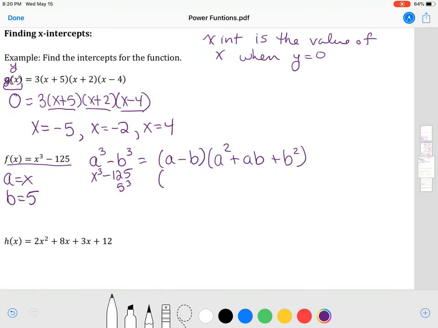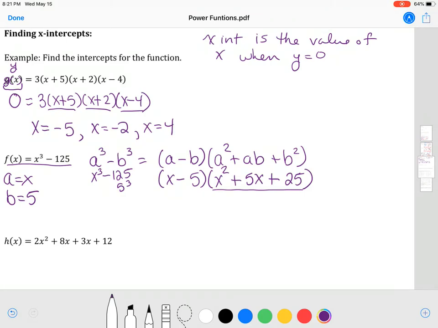So I would have a, which is x, minus b, which is 5, times a squared, which would be x squared, plus a times b, which would be 5x, plus b squared, which is 5 squared, which is 25. Now, this can't be factored anymore over the reals.